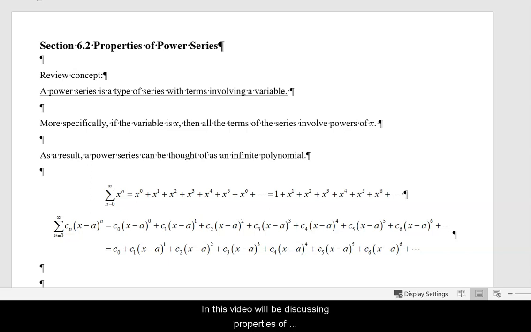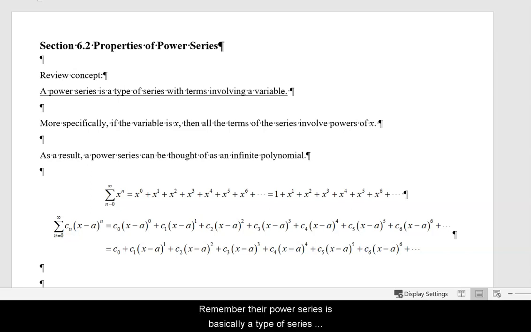In this video, we'll be discussing properties of different power series. This corresponds to section 6.2 out of the OpenStax Calculus book, volume 2. Let's review briefly what a power series is.